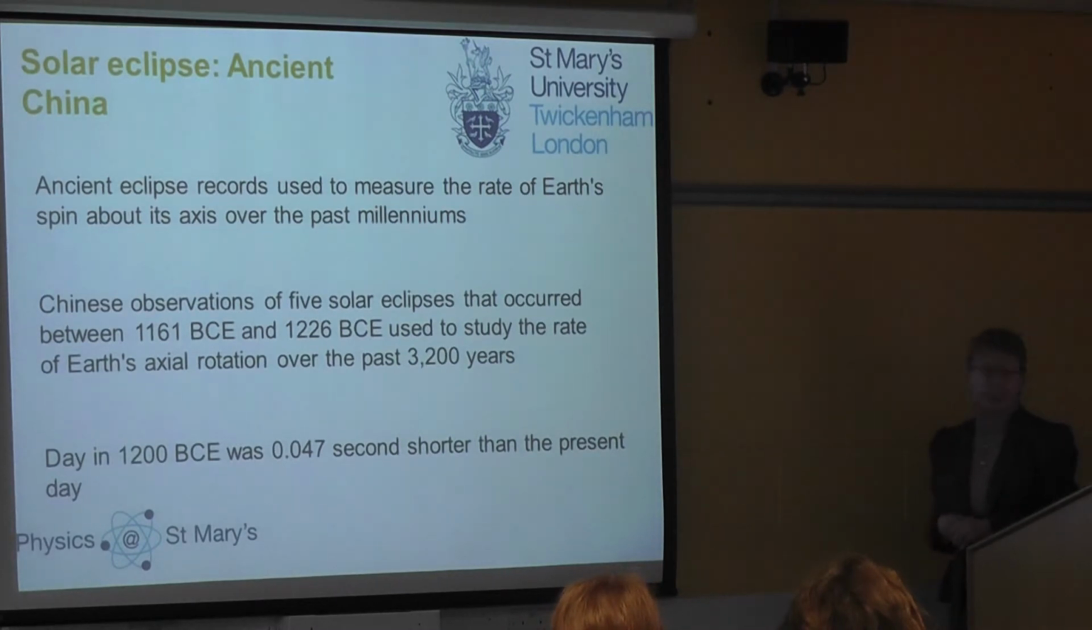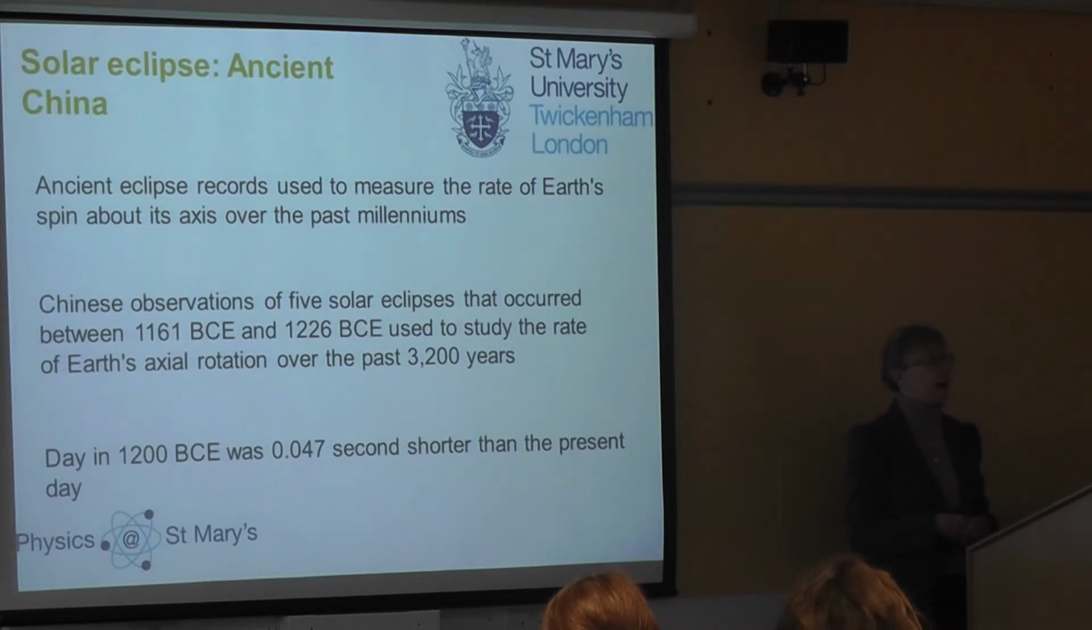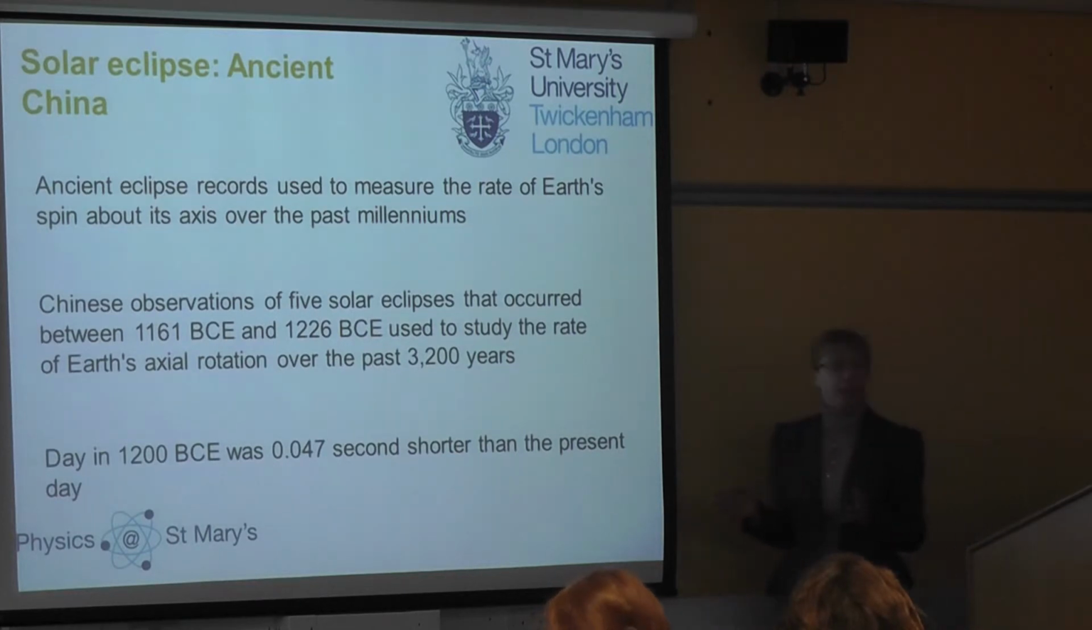Now, again, in ancient China, the ancient eclipse records were used to measure the rate of Earth's spin about its axis over the past millennia. The observations the Chinese made of some eclipses, at least 5 solar eclipses, were used to study the rate of Earth's axial rotation over the past 3,200 years. So, they were really using it not just to try to understand if the emperor was going to be successful during his reign, but also to do something more scientific.